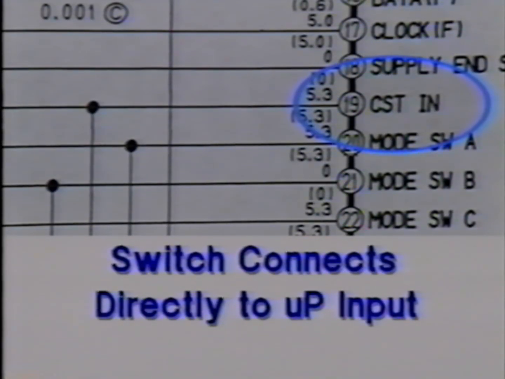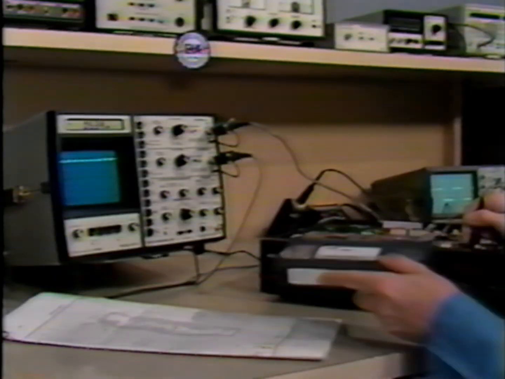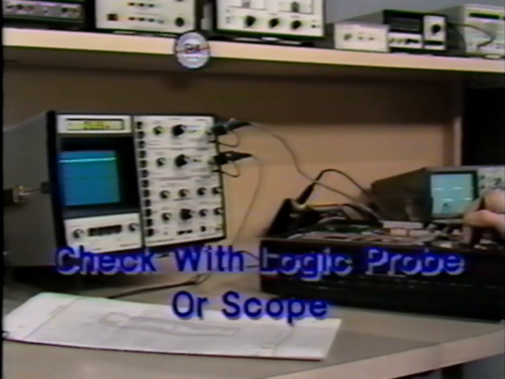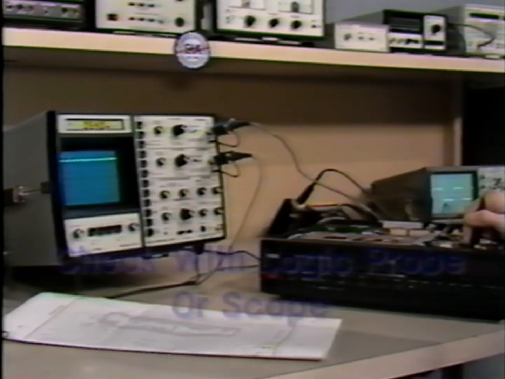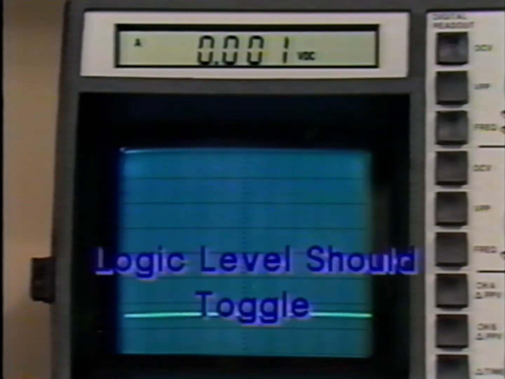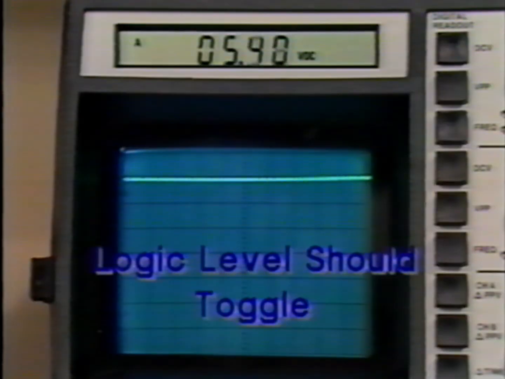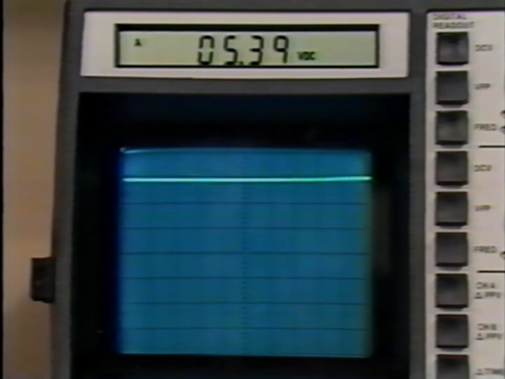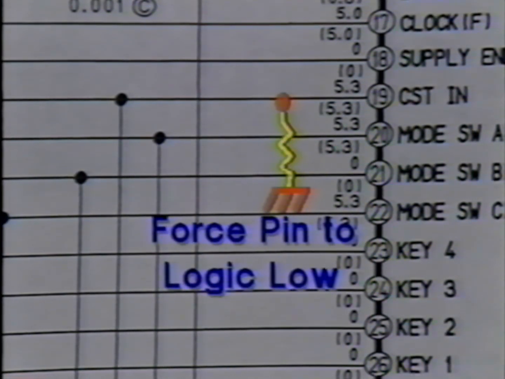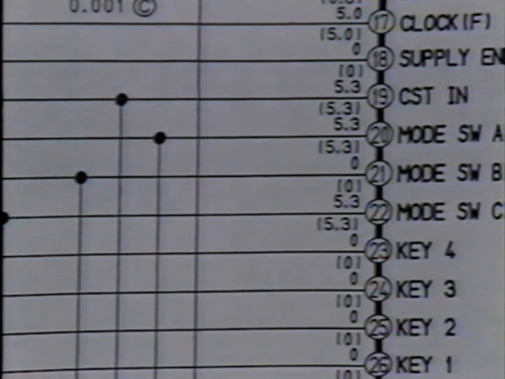The switch input can easily be checked with the logic probe or oscilloscope. Simply monitor the CST in line on the microprocessor as a tape is inserted and removed. The logic level on the line should toggle. If the level does not change, the switch should be tested, and if found functional, the line on the microprocessor forced. While this switch is simple, it plays a key role in the normal functioning of the microprocessor.